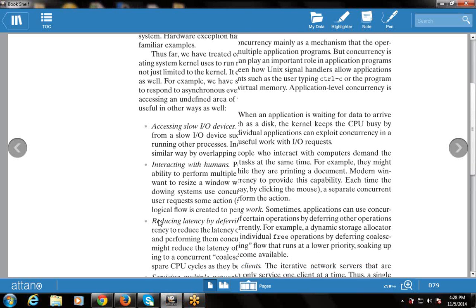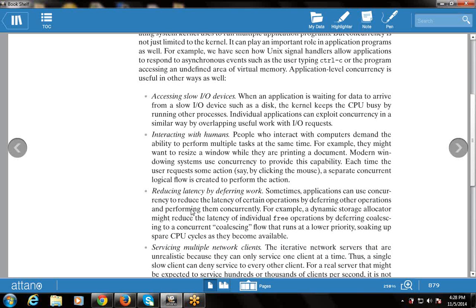The next advantage is that concurrency reduces latency. Latency means delay. Sometimes applications can use concurrency to reduce the latency of certain operations by deferring other operations and performing them concurrently. If there is any delay in an operation, the CPU can use another process at the same time, so that there is no latency in the processing. Because there is more than one process, if one process is busy, the CPU shifts to the next process, so there is no time gap between the executions of the processes.